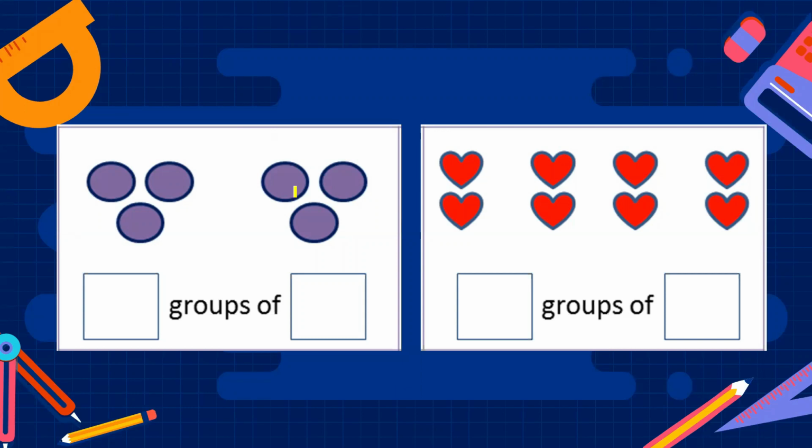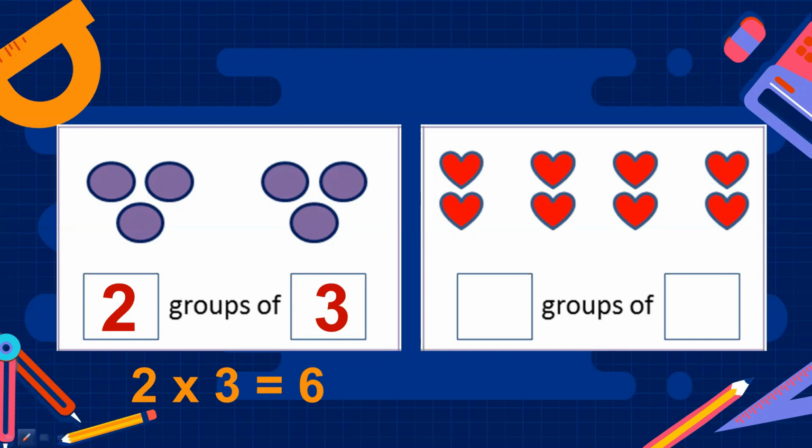So we have 1, 2. So we have 2 groups of, now how many circles in each group? Okay, so this one, how many groups? We have 1, 2. Now for this part here, so how many circles in each group? So let's count. 1, 2, 3. 1, 2, 3. So we have 2 groups of 3. So therefore, 2 times 3 equals 6.